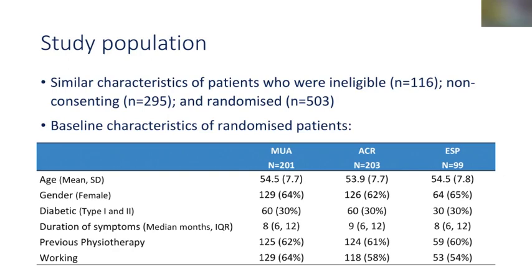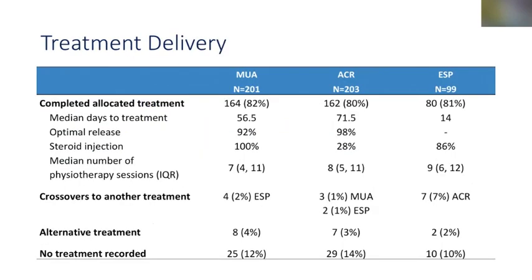The baseline characteristics of the randomized patients were well balanced between the three groups. It's a slightly busy slide, but basically confirms that it was well balanced. The working status had a slight imbalance, and sensitivity analysis confirmed that that did not influence the overall results. Again, another busy slide. What all this says is that the three treatments were delivered to a high degree of fidelity, as was pre-specified in the protocol.